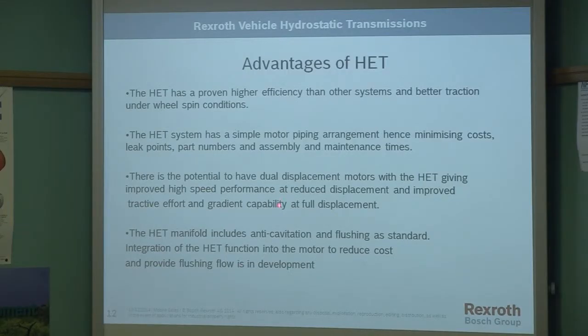One of the big advantages of this system is that in some of our competitive systems, they have to use fixed displacement motors. We can use dual displacement motors on the HET, so you can have high displacement, low speed, high torque, and then switch the motors for higher speed, lower torque applications. And as it says here, the HET manifold includes anti-cavitation flushing as standard, but we're looking to put the HET into the motor housings themselves.